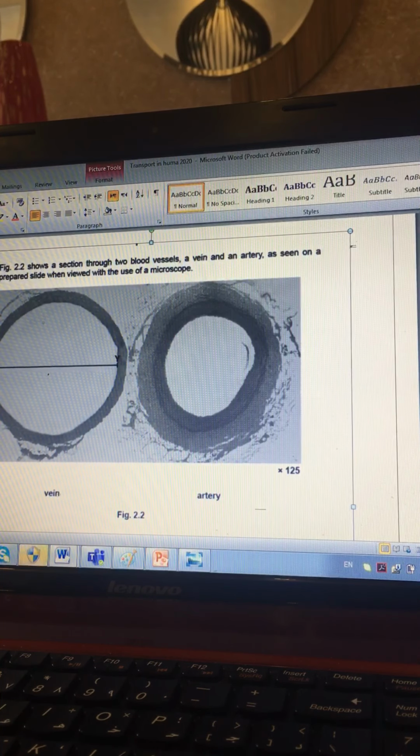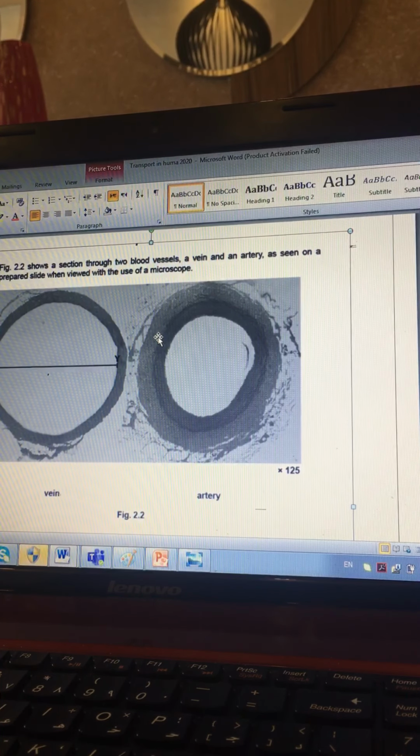Let's talk about the wall. The wall of the artery is thick. Here is the wall of the artery. Do you see the cursor? The cursor, the one which is lighter in color, the above one. Here it is. So in artery it is thick, while notice here it is very, very thin compared to artery. So the wall is thick in artery, while in vein it is thin.